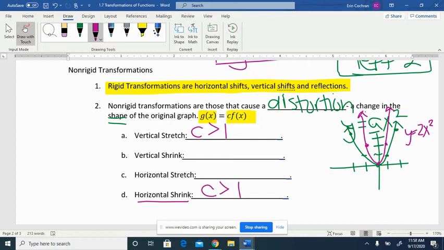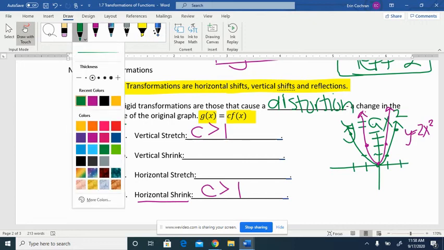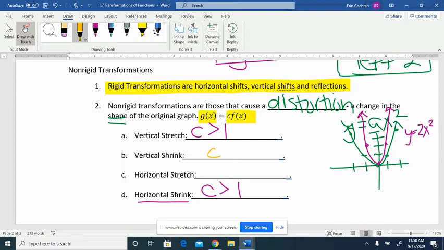Now for a vertical shrink, your c is going to be in between 0 and 1. So like if I have y equals 1/2 x squared, we're still at 0, 0, but now if I plug in 1, 1 squared is 1, a half of 1 is a half, so it's here. If I plug in 2, 2 squared is 4, a half of 4 is 2. So now we're out here.